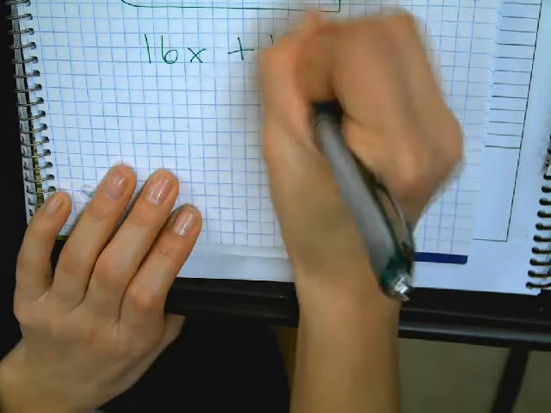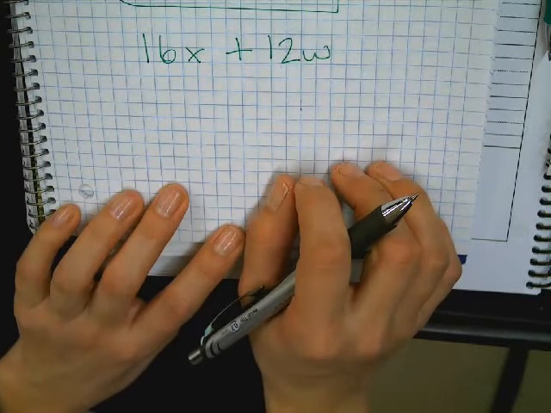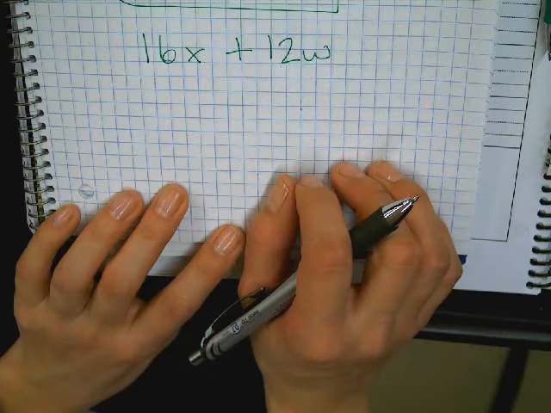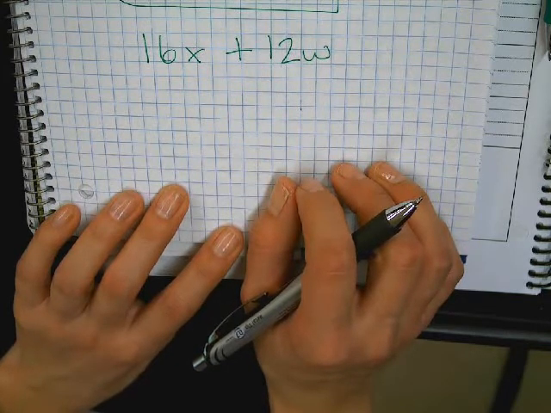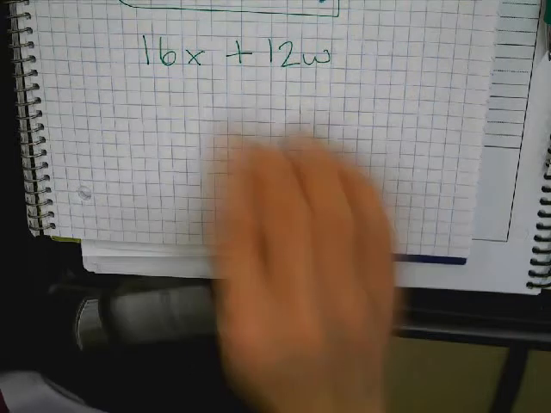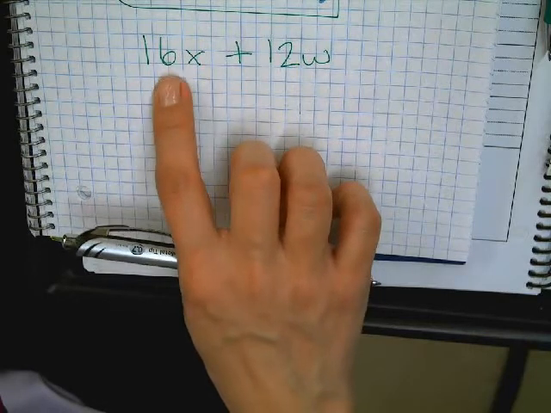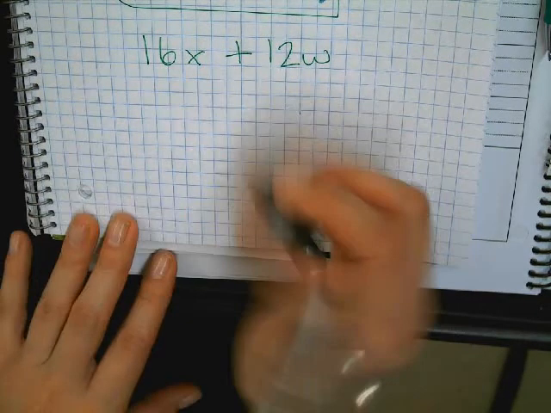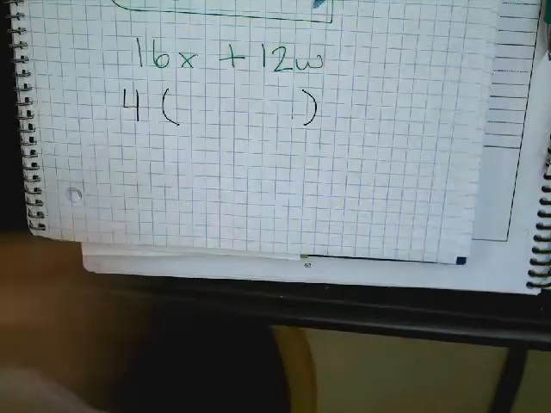16x plus 12w. What does the 16x and the 12w have in common? Okay. Right. Stop. Stop. No. You want to pick the biggest one. So, we know that, yeah, you can divide these by 2, right? But you can't divide this by 6. So you can't use 6. So, you can't divide this by 3. 4. That's the number you take out.